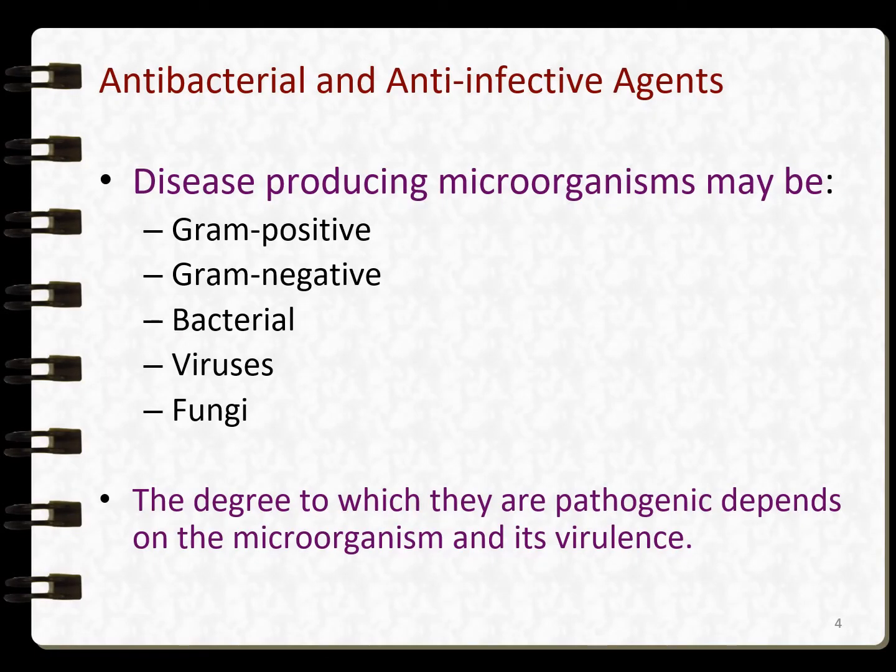Disease-producing organisms may be gram-positive or gram-negative. They could be bacteria, viruses, or, like I said, fungi. But we're going to be focusing on the bacterial. We know that with viruses, we can give an anti-infective medication to the patient, but it is not going to kill the virus. The virus is going to take an antiviral medication. So we're not going to discuss anything but the bacterial at this point. The degree to which these are pathogenic depends on the microorganism and its virulence.